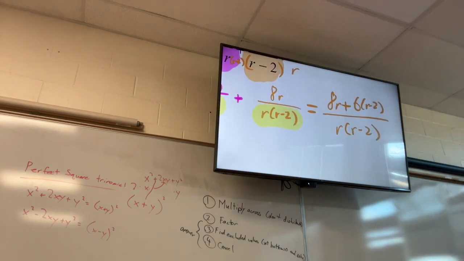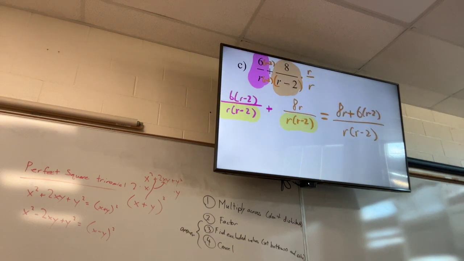And let's combine like terms up here, okay? Let's combine our like terms in the top. So we'll distribute. This is one of the few times you distribute in these problems.